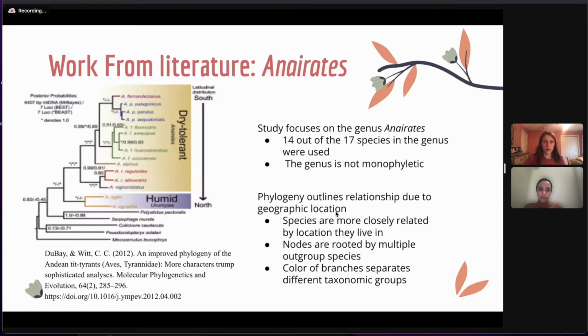The work from the literature that we looked at was on the genus Enierates, and this study focused on 14 out of the 17 species in the genus. Now, the tree that they created was not monophyletic. In fact, they noted in their study themselves that the group was paraphyletic. The phylogeny they created outlines relationships based on geographic location and climate. Those found in similar geographic and dry regions are much closer related to each other than they are to those found in humid regions. On top of that, the different colored leaves indicate different taxonomic groups.